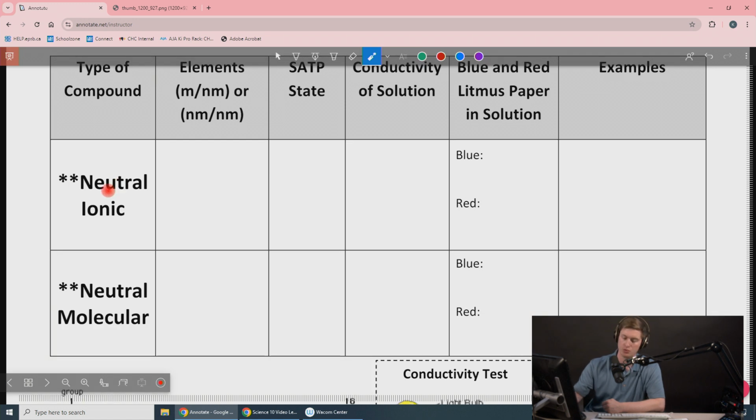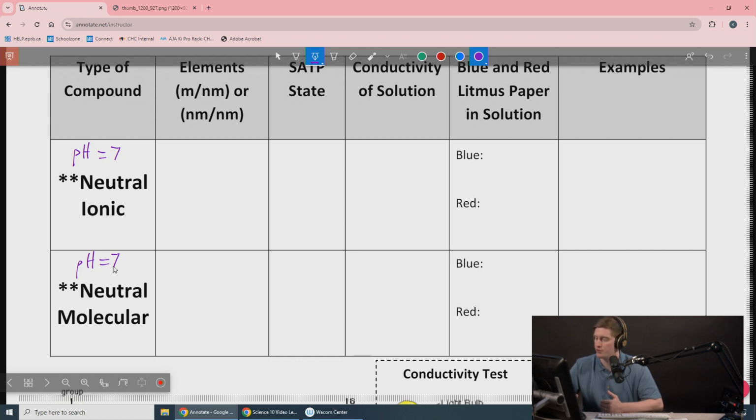This word neutral refers to having a pH equal to 7. That is a measure of how acidic or basic a substance is, and we'll talk more about acids and bases in a future lesson. But for now, we're going to just focus on ionic compounds and molecular compounds.